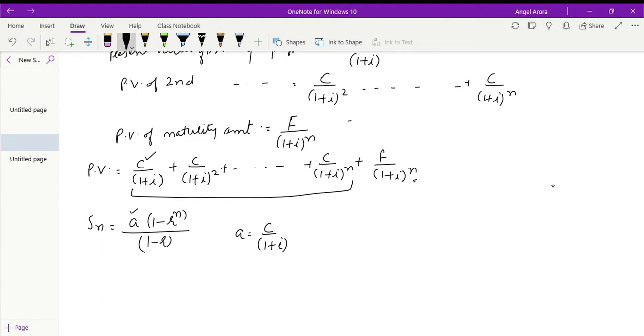And what is r here? R is the common ratio, that means the ratio of two consecutive terms. Suppose we take the second term divided by the first term. So the second term is C upon (1 plus I) raised to 2, divided by C upon 1 plus I. So C will get cancelled with C, and what we get is 1 upon 1 plus I. Okay, let me do this again.